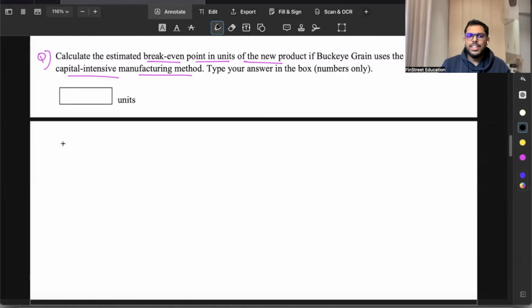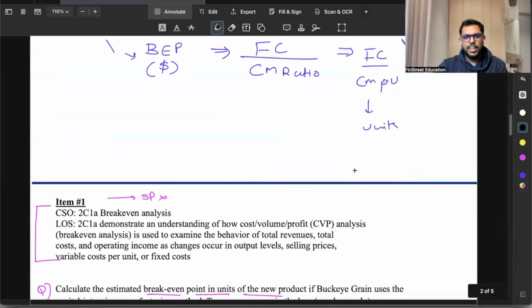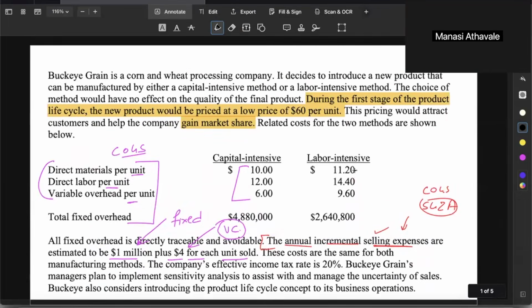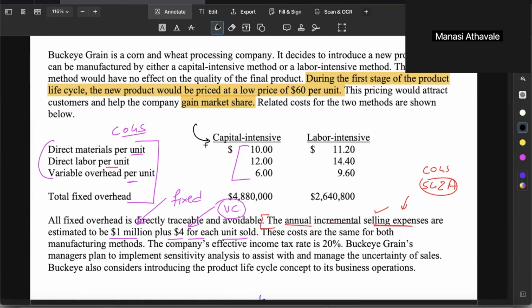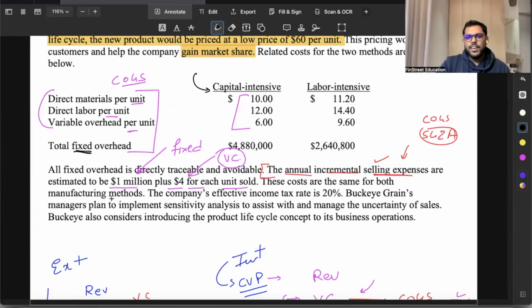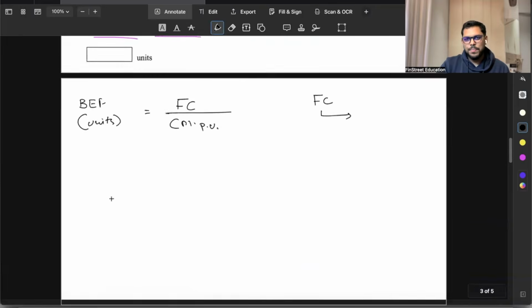Now for this, we have already discussed the formula. BEP Units is FC upon CMPU per unit. Let's see if we have the numbers. Do we have fixed cost given in the case? Yes. Okay. We have capital intensive method going on. So guys, what is the fixed cost given in the case? What do you think? 48. 48. Okay. 4.88 million. But then let me emphasize on one more thing.